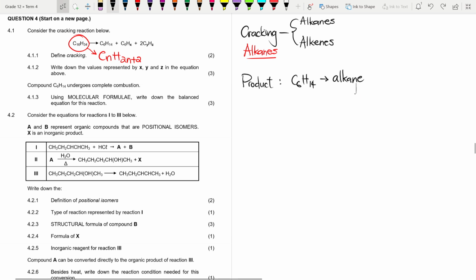Then going to this one, C6HX. So what could X be? And then we can go to this one, CYHZ. The very first one to figure out is the Y. Yeah, that's the easiest. So what is the value of Y?